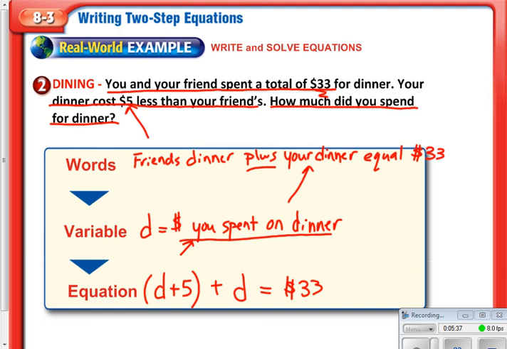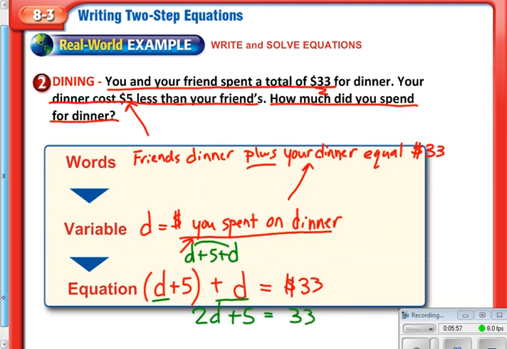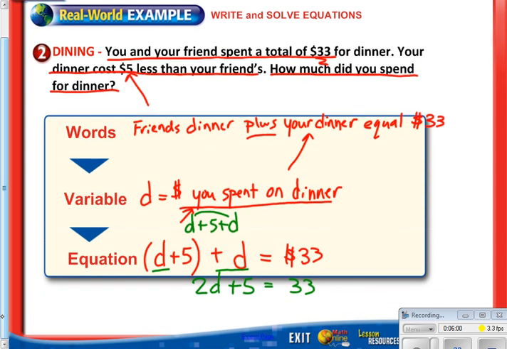If we look at the problem here, this is basically saying D plus 5 plus D, right? Well, here's some like terms here. A D and a D, we can add those together. So we basically have 2D plus 5 equals 33. Combine our like terms. Next, we need to get D by itself, so subtract 5. Subtract 5, and we have 2D equals 28.